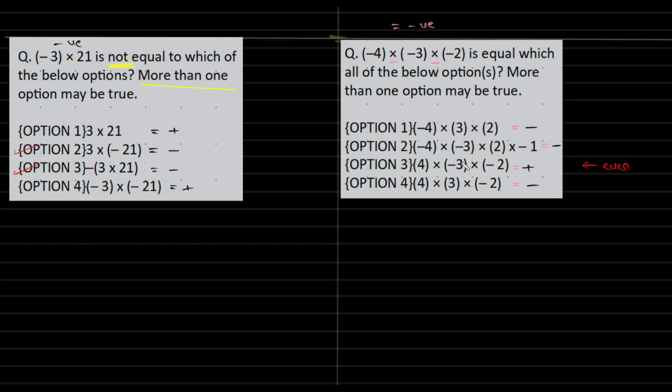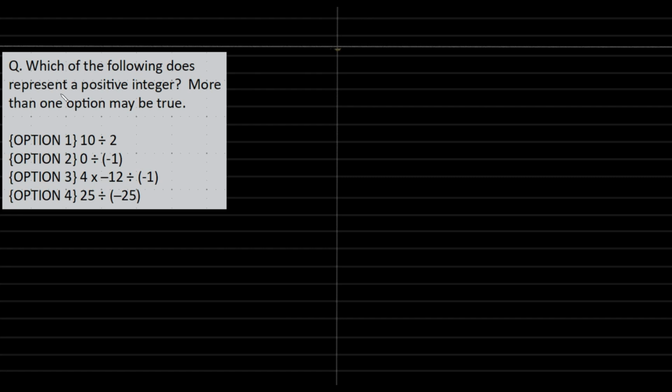Here too the numbers are the same, 4, 3, 2. In all of these the answer is 24 itself; in three cases it's -24, and in one case it's +24. The last case is -24, and the option answer here is -24. So the answer is 1, 2 and 4. Okay, so you will get such questions, so you have to be ready.